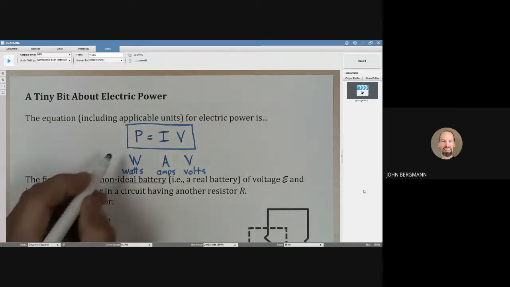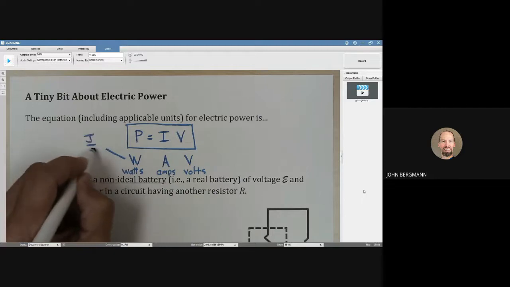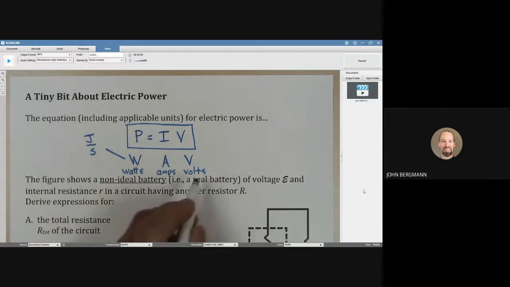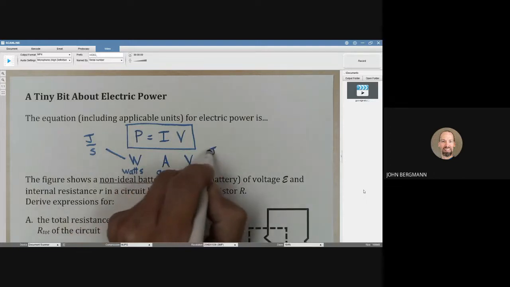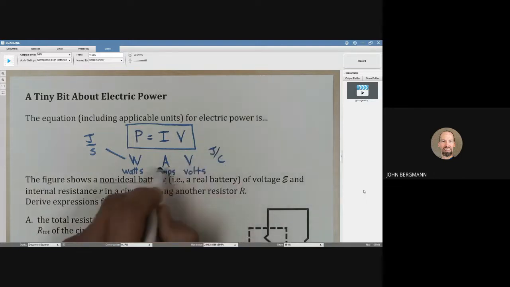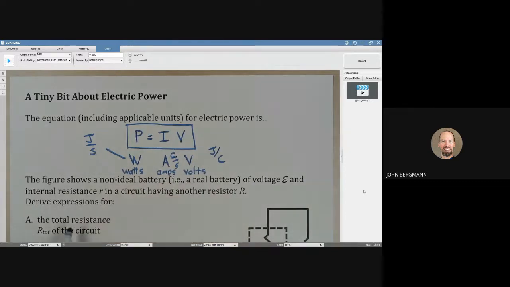So a watt is a joule per second, because a volt is a joule per coulomb, and an amp is a coulomb per second. And so you can see the coulombs cancel here on the right side, leaving you with joules per second. So the unit for power is watts.